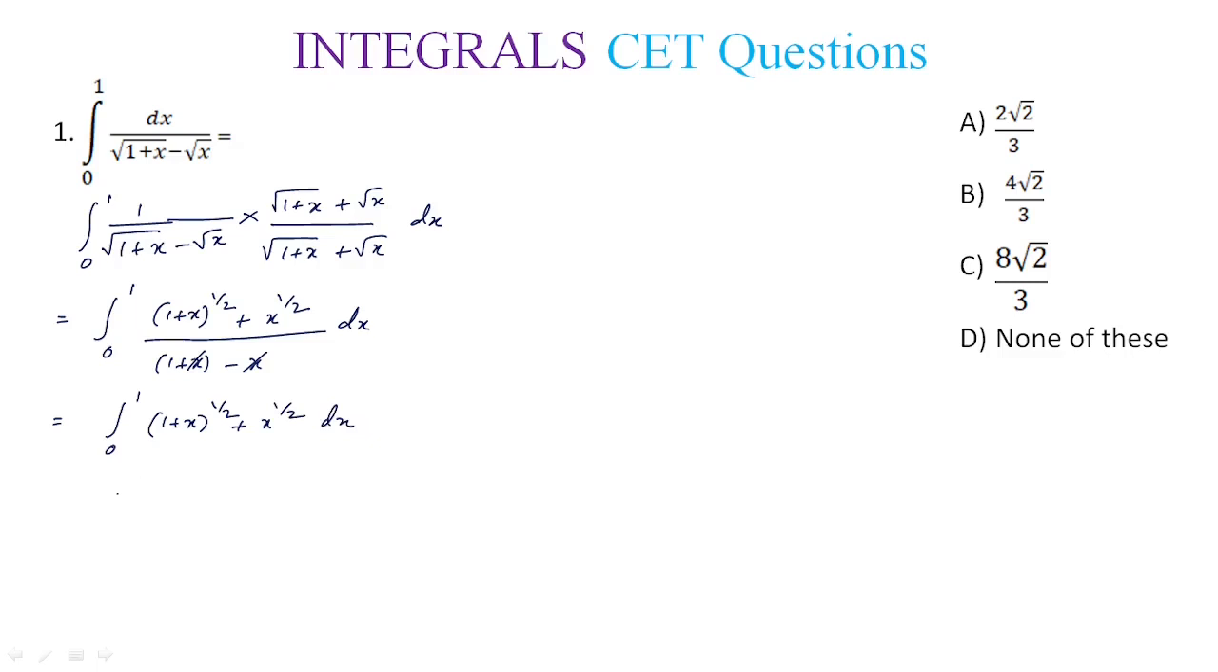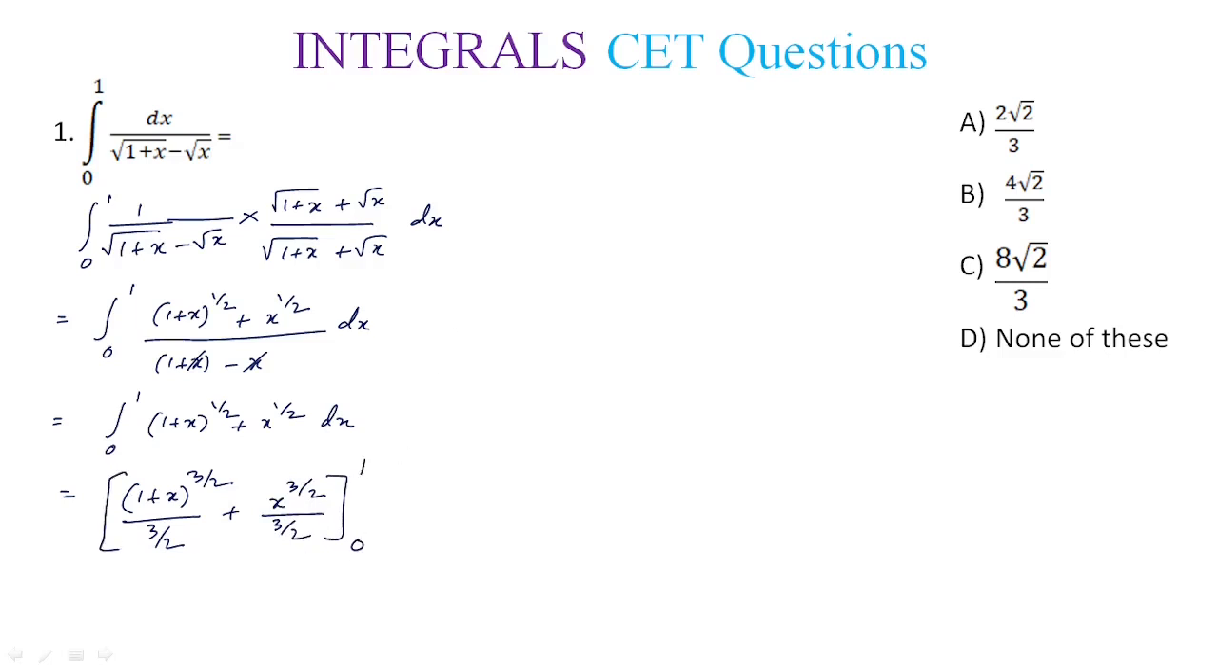We know that integration of x raised to n is x raised to n plus 1 upon n plus 1. In the same manner, if we integrate this, this is 1 plus x raised to 1 by 2 plus 1. 1 by 2 plus 1 is 3 by 2. Power 3 by 2 by 3 by 2. Similarly, for x raised to 1 by 2, integration is x raised to 3 by 2 by 3 by 2. As it is a definite integral, let us take the upper limit and lower limit. It is 0 to 1.